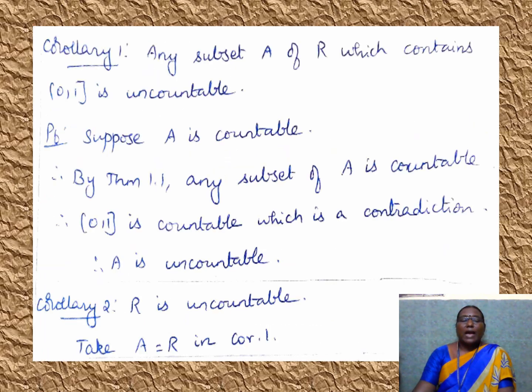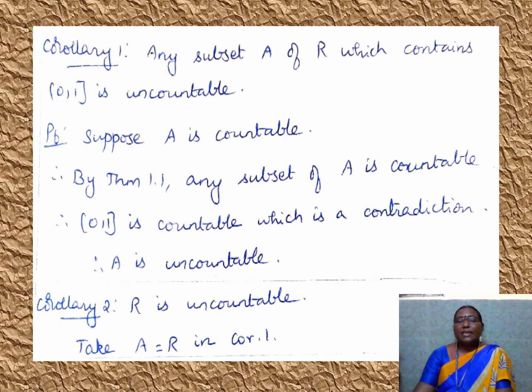So we have to see three corollaries of this theorem. The first corollary is: any subset A of R, the set of all real numbers, which contains the open-closed interval (0, 1] is uncountable. So if I am taking any subset of R, and that subset contains (0, 1] as a subset, then I can readily say that that subset is uncountable. So let us see the proof.